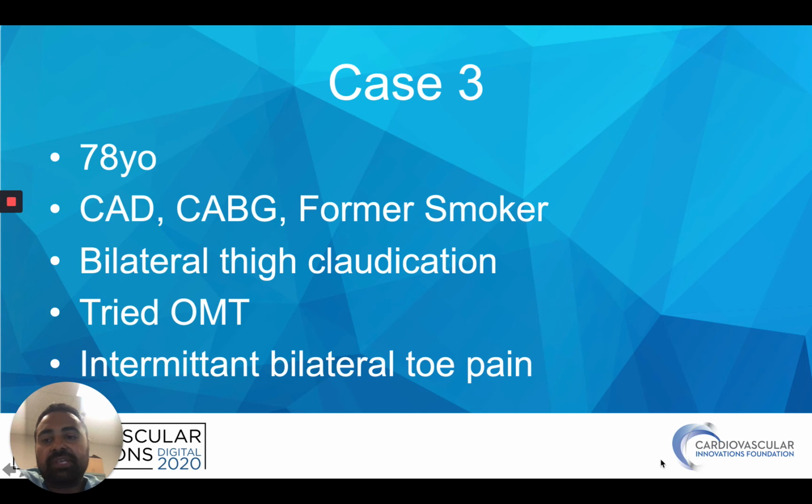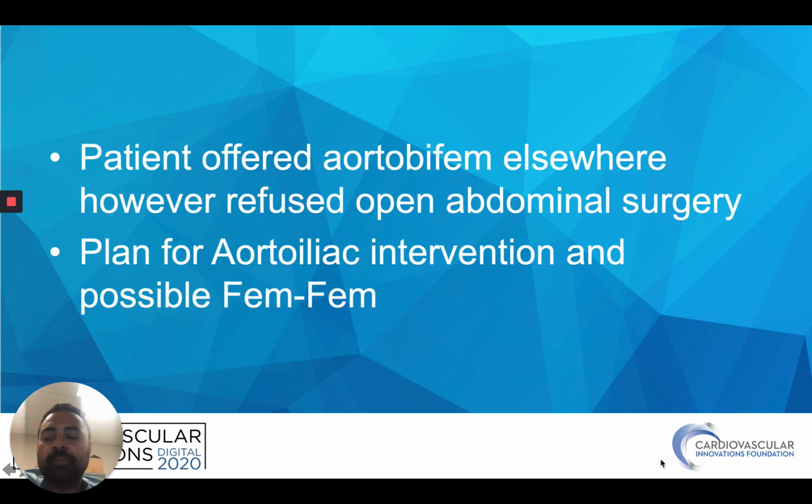A 78-year-old has a history of comorbidities that we expect with a lot of our patients: CABG, former smoker, bilateral thigh claudication, has tried optimal medical therapy. Exercise has been attempted, however, it's very hard, as everybody knows, to get this to be standardized. Intermittent bilateral toe pain as well, no wounds at the time. Patient was offered an aortobifem elsewhere, however, patient did not want any abdominal surgery, has had surgeries in the past, and just felt would like any other option first.